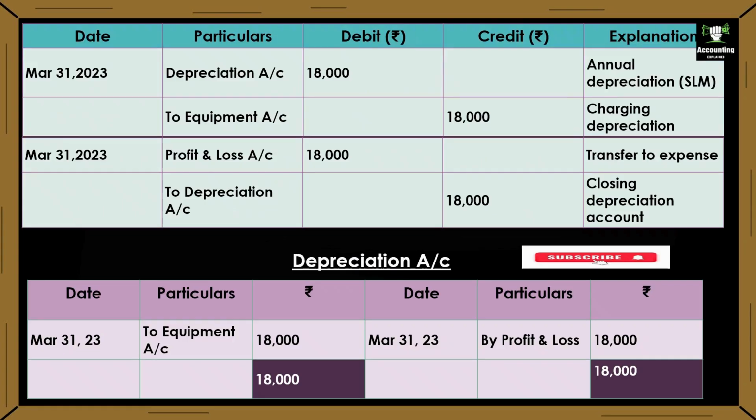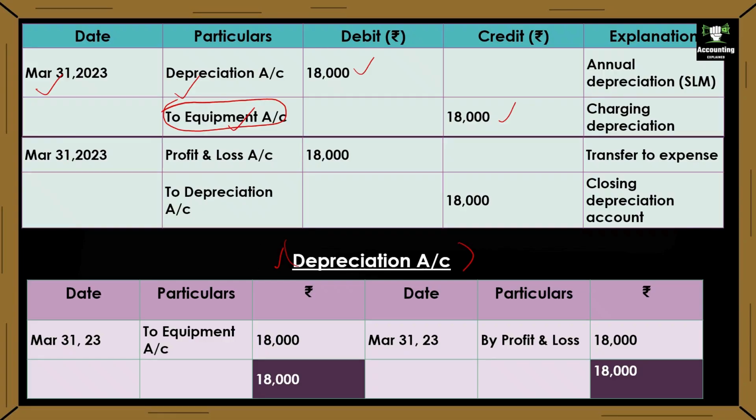Next, let us open the depreciation account. The first journal entry we have passed for depreciation account is on March 31, 2023. It is depreciation account debit to equipment account 18,000, 18,000. So if you see in the journal entry, we have credited the equipment account by rupees 18,000. So in the ledger of depreciation account, we are going to debit, as on March 31, 2023, to equipment account, and the amount is 18,000.